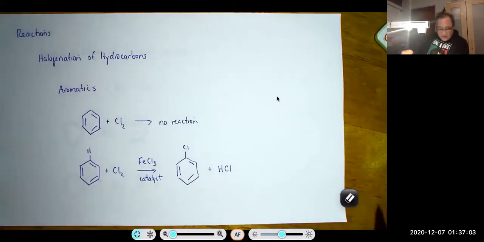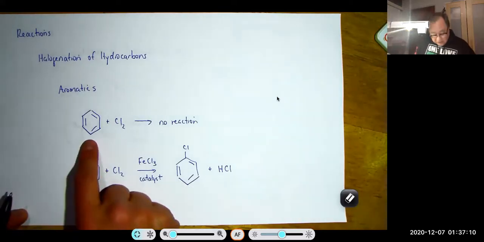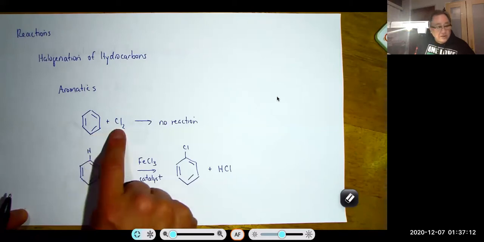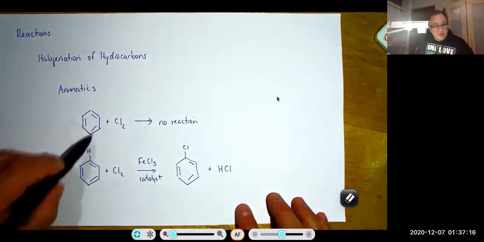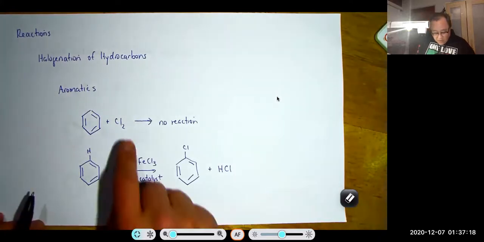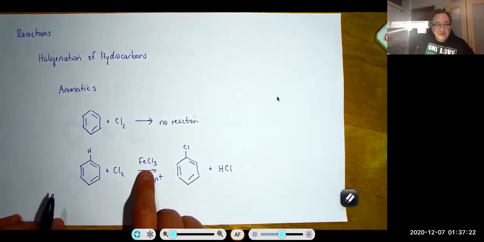So let's take a look at halogenation of hydrocarbons for aromatics. Here, these look like double bonds and I'm adding chlorine to this, but there's no reaction here because these are not really double bonds. If you do want to get this to react, you have to add a catalyst. So iron(III) chloride is the catalyst in this case.